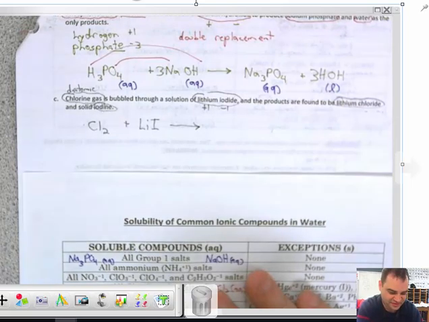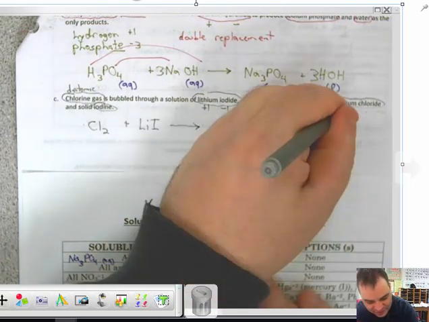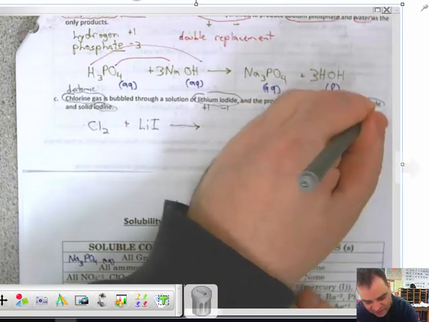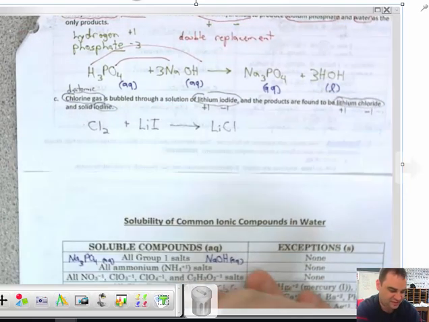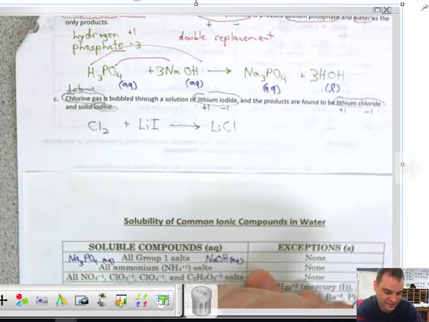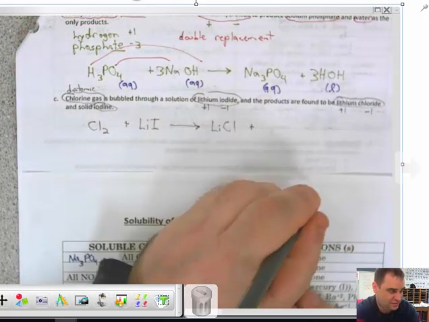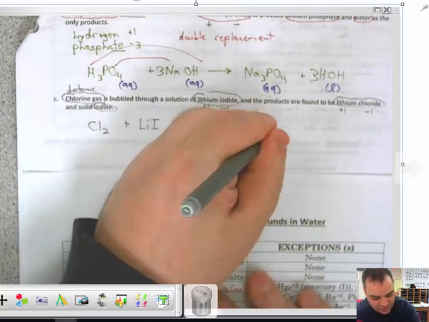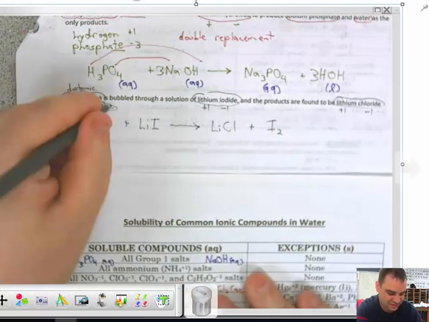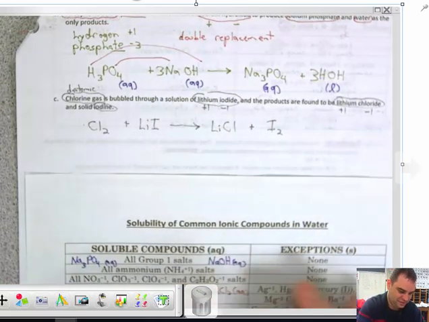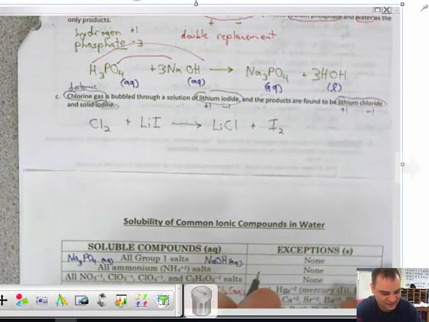Goes to produce lithium chloride. Lithium is +1 and chloride is -1. So this is LiCl. Plus iodine is I2, because this is diatomic. Okay. It's a balanced reaction.